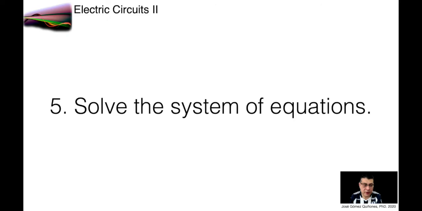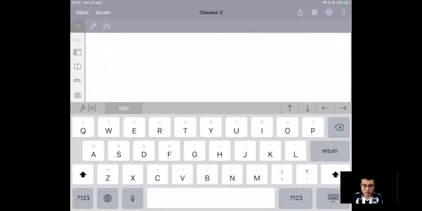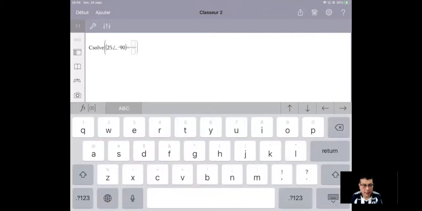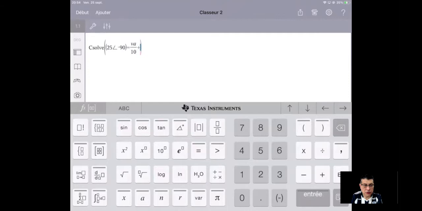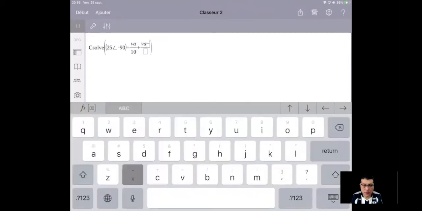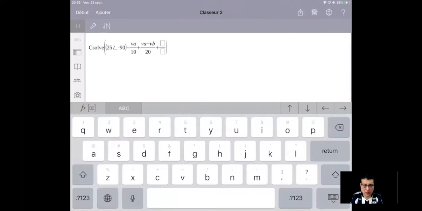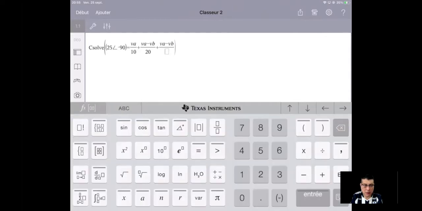Step number 5, solve the system of equations. I'm going to type Csolve 25 angle of minus 90 equals VA over 10 plus V alpha minus V beta over 20 plus V alpha minus V beta over minus J8.